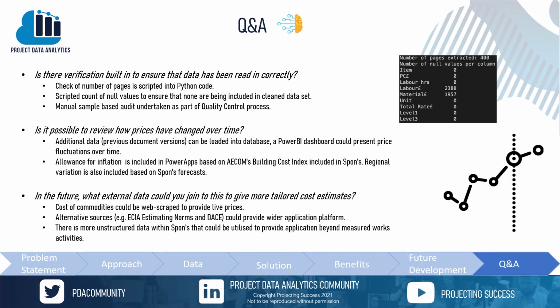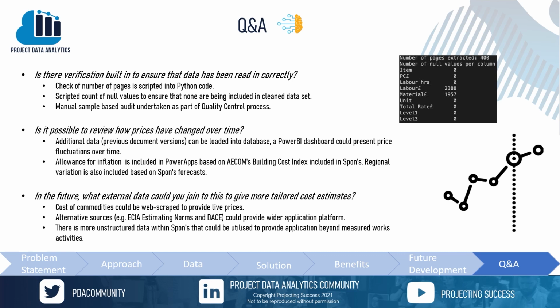We've been asked 3 questions related to our project. The first is, is there verification built in to ensure that data has been read in correctly? We have a couple of automated ways which we've done this. The first is a page number check, which is scripted into the code, and the second is a count of null values to ensure that nothing untoward is being brought through into the clean data set. We've also undertaken manual sample-based audits as part of a back-end quality control process to verify that the estimates we're producing would be as expected.